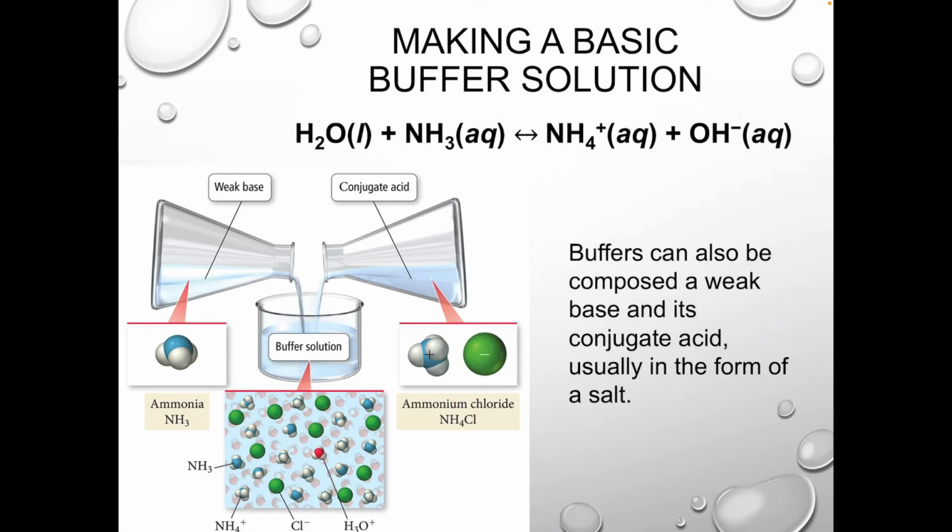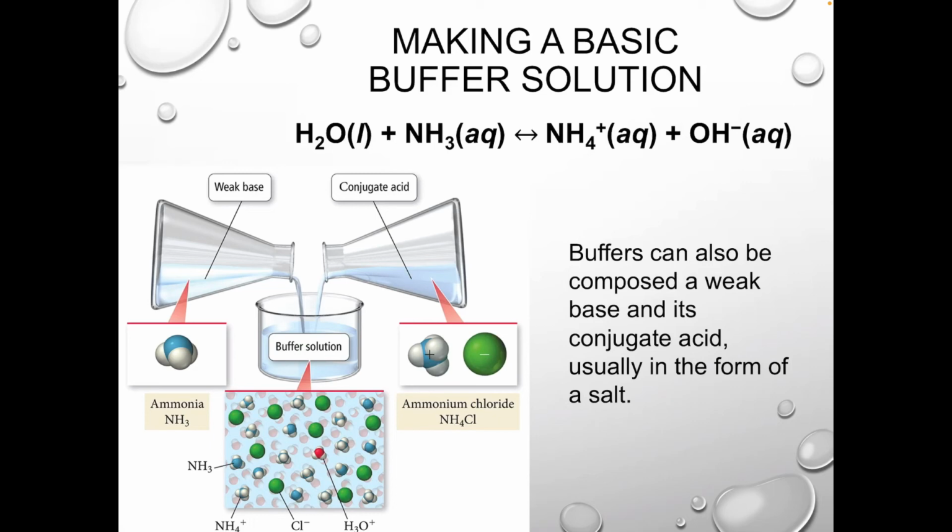So like before I was telling you, we can make our buffers out of weak acids, but we can also make basic buffers. And the reason that we might make a basic buffer over an acidic buffer depends on the pH of the reaction that we're doing. Maybe we need a basic pH in order for our reaction to go. Well, maybe we would make a basic buffer to help that out.